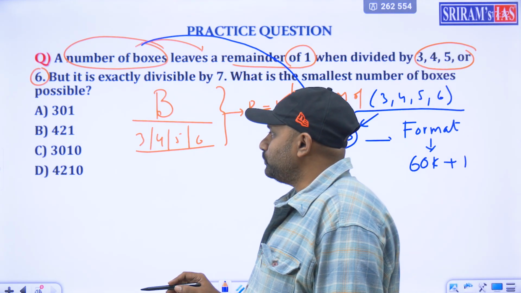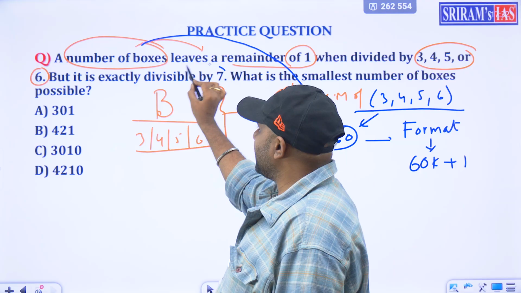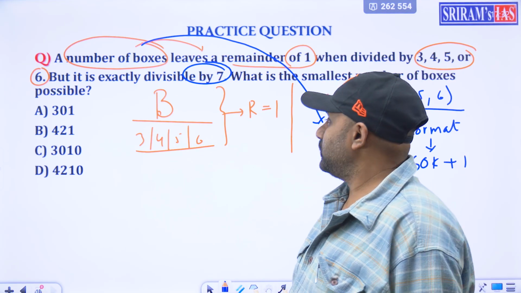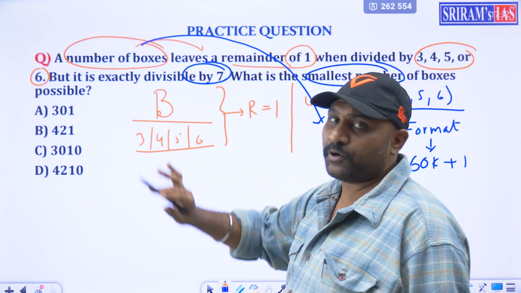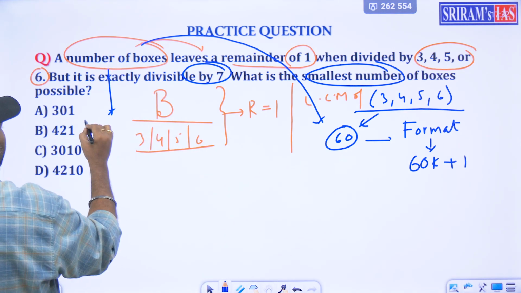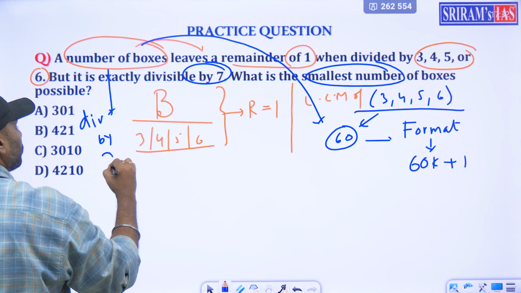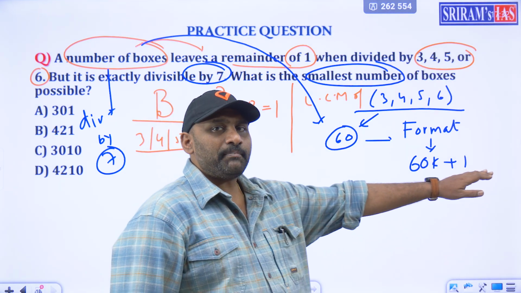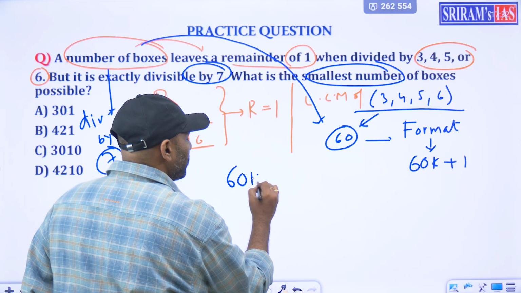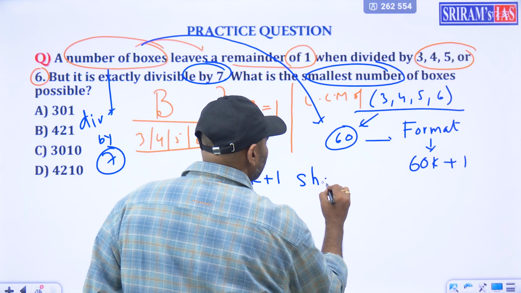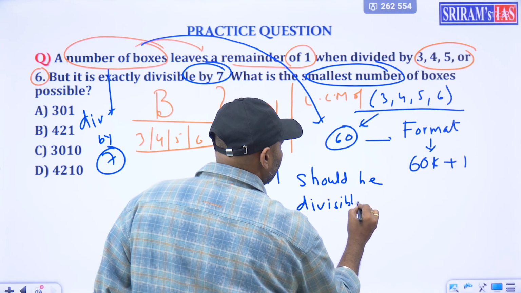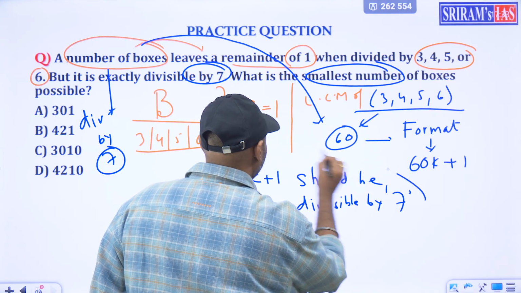Very simple. Now, but it is exactly divisible by 7. So that is the whole point. So you have to check which one of them is. Now, what is the smallest number of boxes possible? So very simple. So this number of boxes is divisible by 7. That means your 60k plus 1 should be a number which is divisible by 7. That is the whole game.